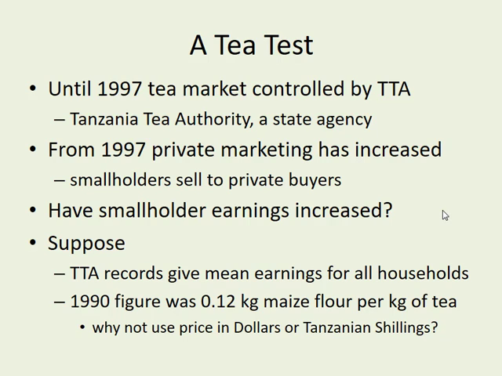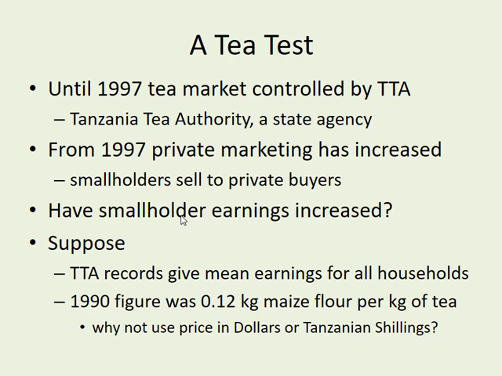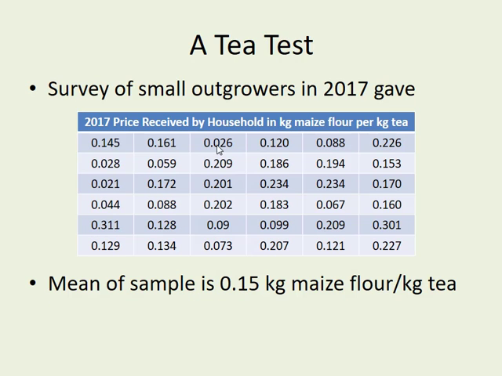So we beam forward to last year, 2017, and we've got a sample of households here, and these are the prices they received. So the first one got 0.145, which is actually slightly less, isn't it? Oh no, slightly more. Then this one's got more, this one's got much less. This one exactly the same. This one less, this one more, this one less, and so on. But if we take the mean of the sample now, it's 0.15 kilograms of maize flour per kilogram of tea. So in the mean, in the sample, it's slightly more.